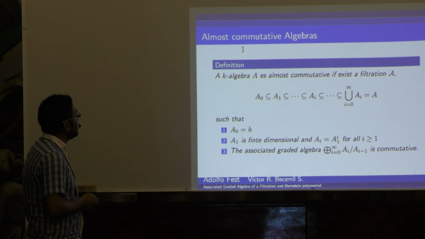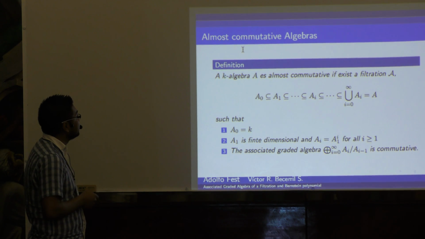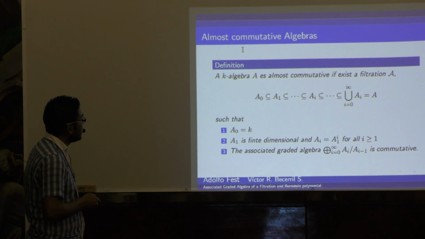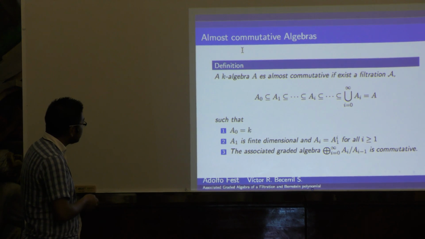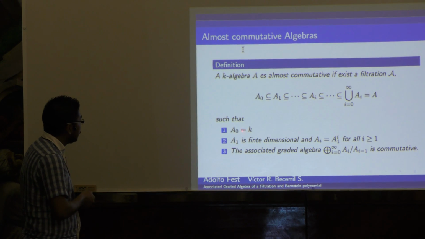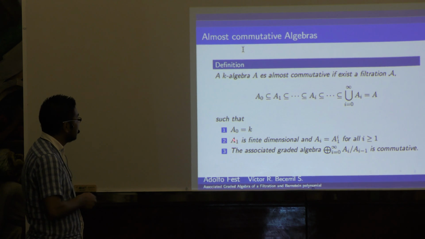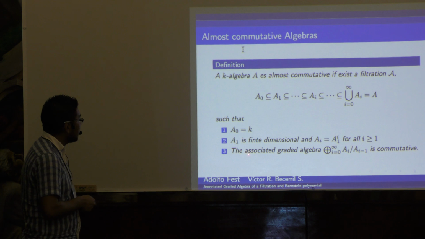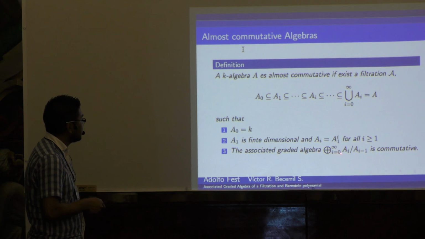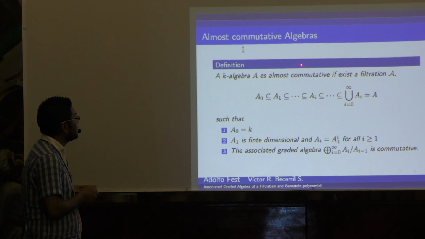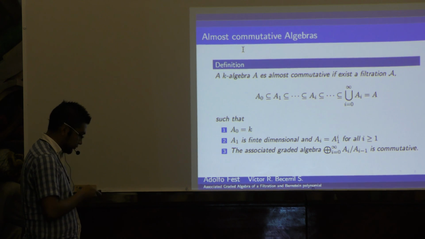Now we define what an almost commutative algebra is. It is almost commutative if there exists a filtration of A such that the first is K, the pieces are finite dimensional, and the product of the first, the grade in one, and the associated graded algebra is commutative. If we have these three conditions, we say that it is almost commutative.